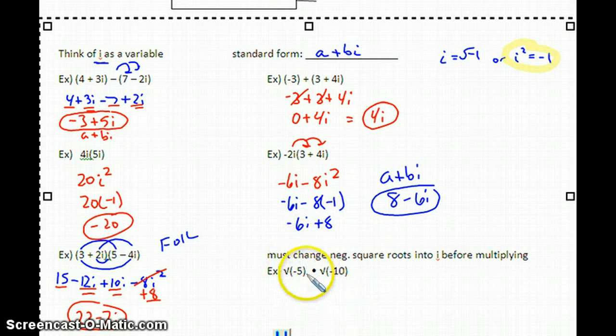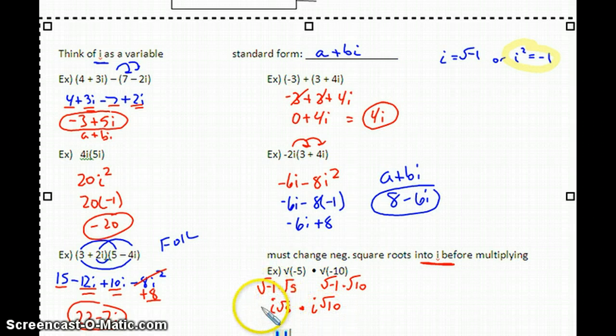When you deal with taking square roots of negative numbers and multiplying them together, you can't just multiply them together right away and say, okay, this makes the square root of 50. What you have to do first is to get rid of the negatives by making them i's. So in other words, we said before that this is the square root of negative 1 times the square root of 5. This is the square root of negative 1 times the square root of 10. And remember, the square root of negative 1 is an i, so this becomes i square root of 5. This becomes i square root of 10.